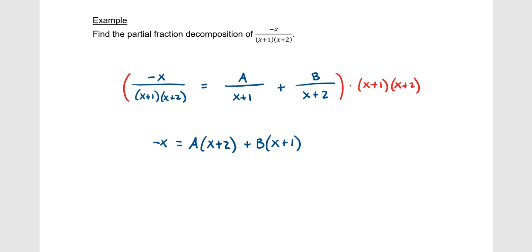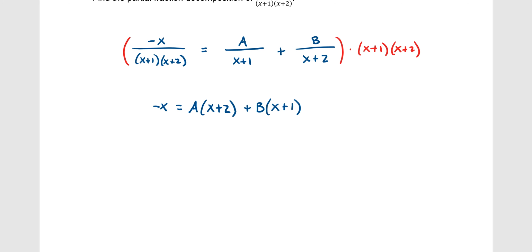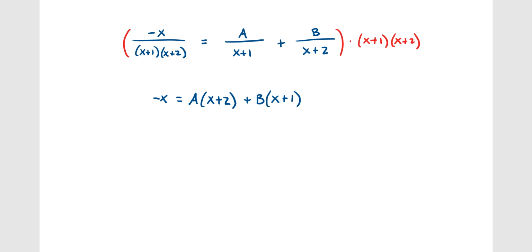Our goal here is to solve for a and b. But we only have one equation with a and b in it. What we're going to do is use the fact that we can plug in any value for x and then solve for a and then solve for b. We plug in a value of x that cancels off one term, and then plug in a value of x that cancels off the other term, and that will allow us to solve for a and b. So let's solve for a first.